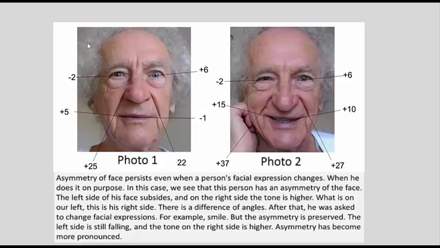What is on our left? This is his right side. There is a difference of angles. After that, he was asked to change facial expressions. For example, smile, but the asymmetry is preserved. The left side is still falling, and the tone on the right side is higher. Asymmetry has become more pronounced.